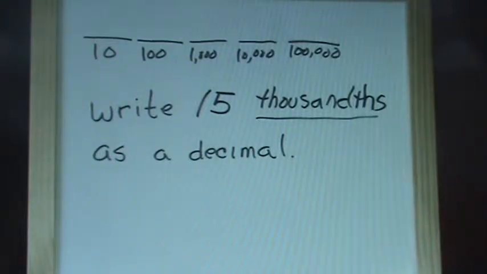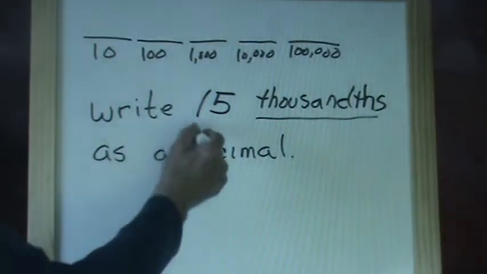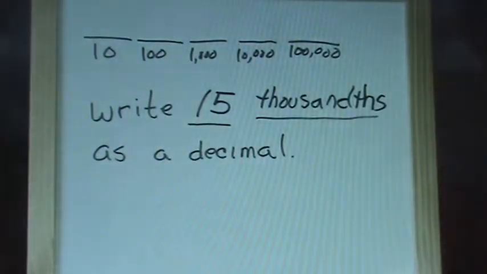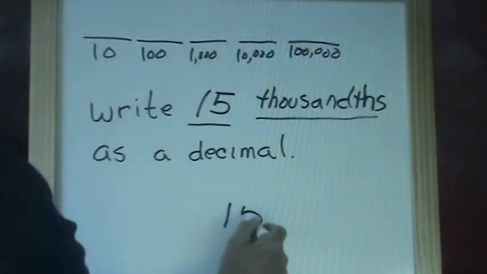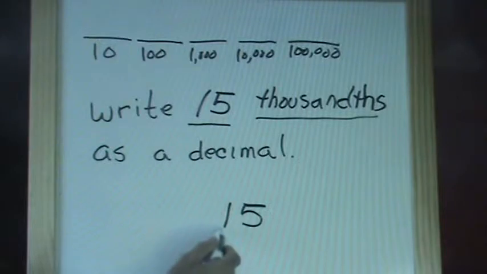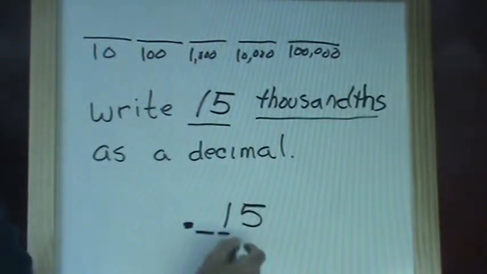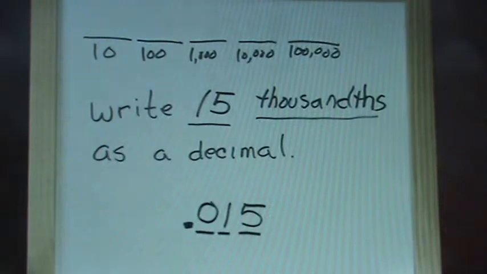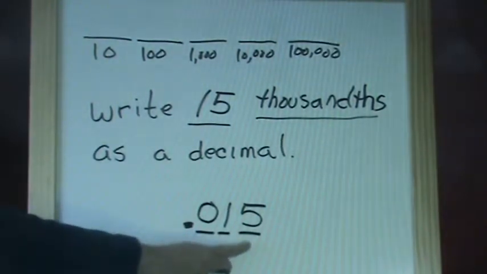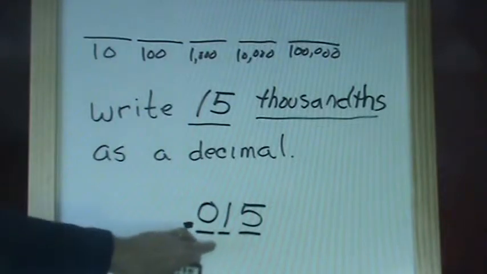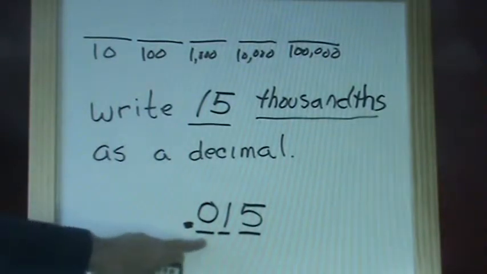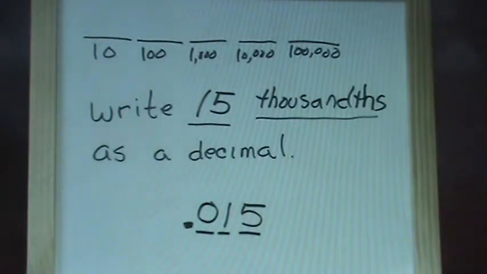Our next example says write 15 thousandths as a decimal. Well, I'll write the number 15. Now, this is tenths, hundredths, so I need a third decimal place. So, tenths, hundredths, thousandths. Decimal point 015 is 15 thousandths.